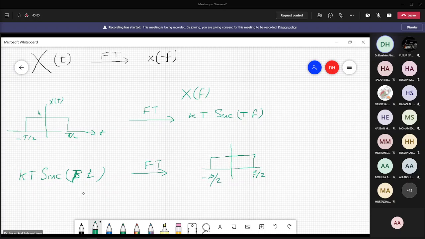So this one is x of f. And here, let me change it to beta. And let me change this one to a, for example. So then this is equal to a.